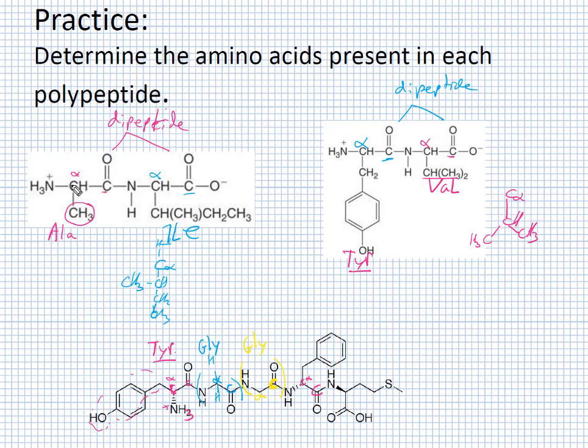Carbonyl, go to the left, we get an alpha carbon. Carbonyl, here's this alpha carbon. Here's this nitrogen. Carbonyl, alpha carbon, nitrogen. What's attached to this alpha carbon? It would be a CH2 here, and then a phenyl ring. So this is like alanine with a phenyl. This is phenylalanine.